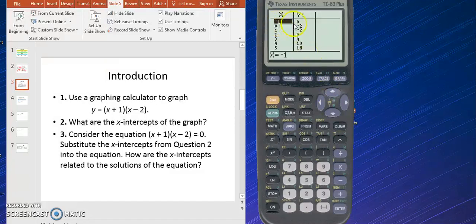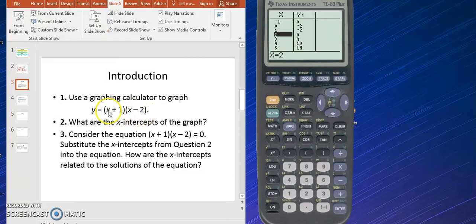So the zero of the function is where the y, or the function itself, equals 0. And that's where x is negative 1 and where x is positive 2. So you may notice that in the function here, we have x plus 1 and x minus 2.